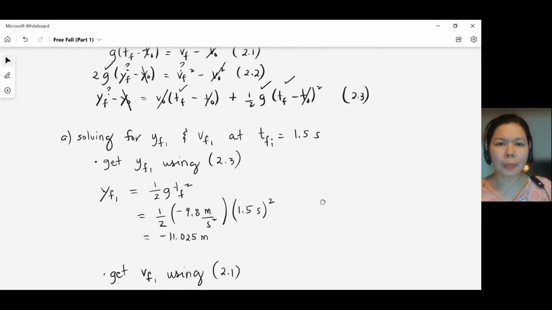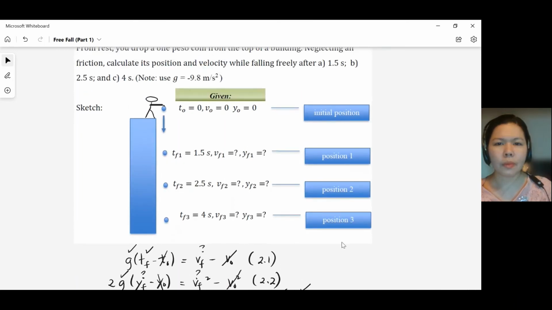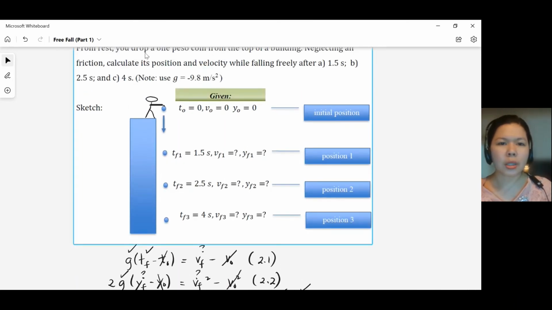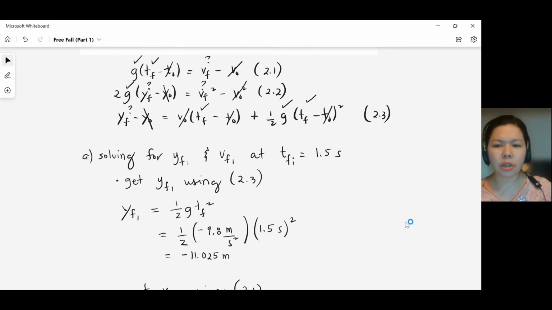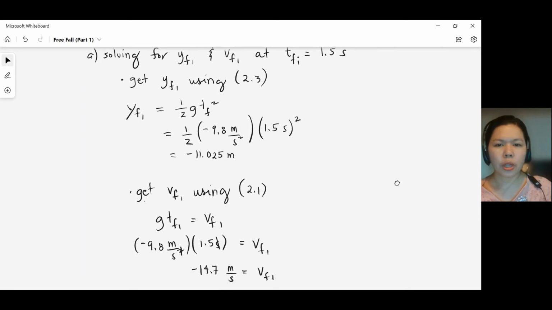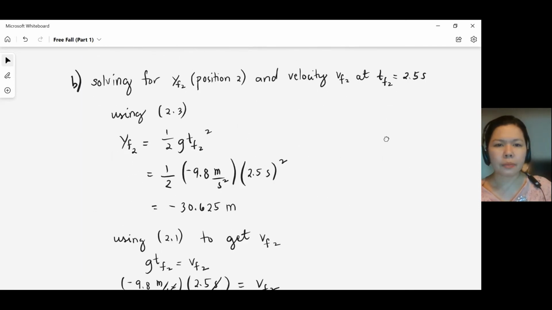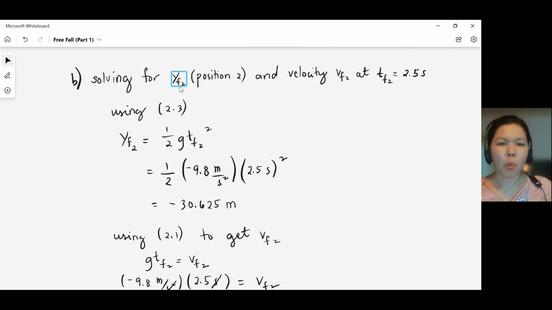So for letter B and C, for letter B, we get the same unknowns. We have to get the position and velocity at 2.5 seconds. And for letter C, we are to get again the position and velocity at 4 seconds. So in a similar way, using the same equation and the same process, for letter B, we get the YF2, position 2, and velocity VF2 at TF2 equals 2.5 seconds.